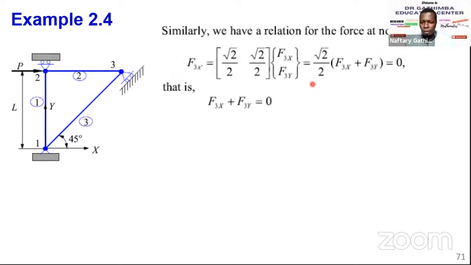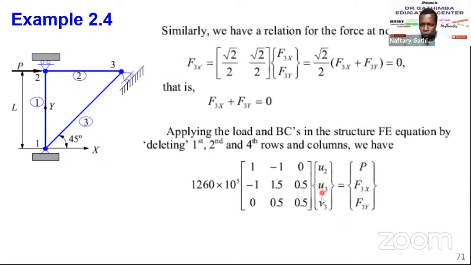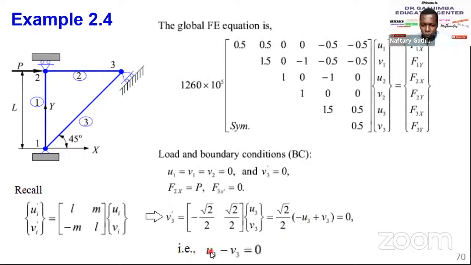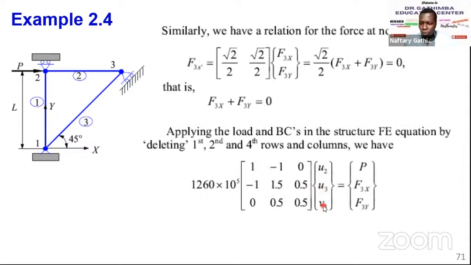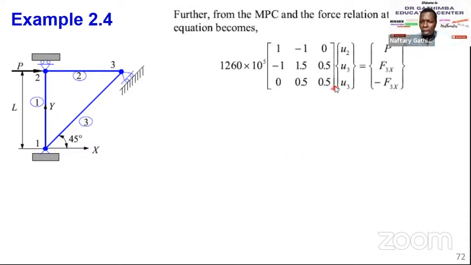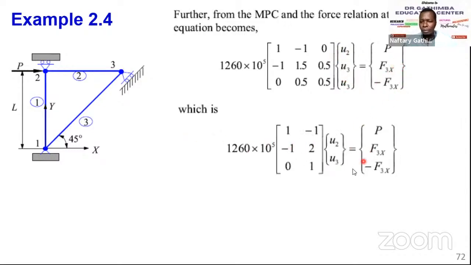This equation has U2, U3, V3. I was looking at this and wanted to take you back here. U3 is equal to V3, right? So that's why in this equation V3 becomes U3, and F3y becomes negative F3x because of this expression. So our equation simplifies like that. You see, on this side you only have U2, U3 as unknowns, and on this side you have F3x as unknown. So this equation simplifies to that, and you can now solve.